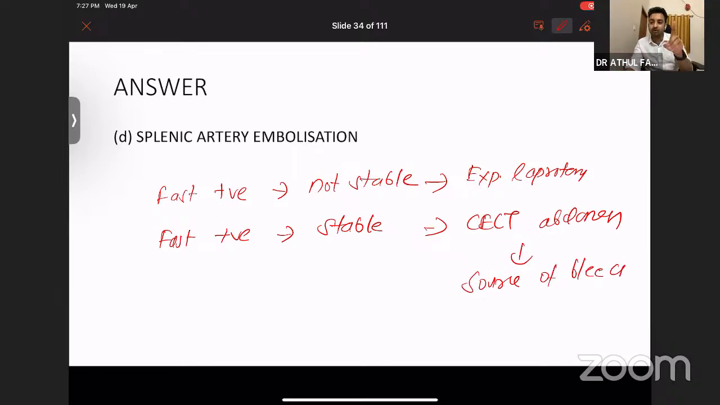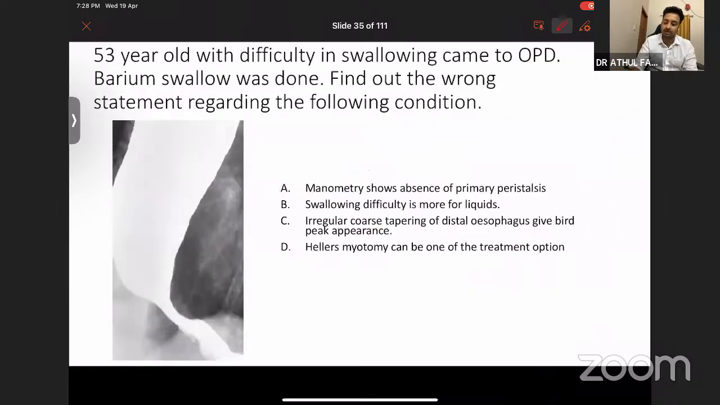Because if it is a grade 1 or grade 2 or grade 3 injury, most of the times we can manage the patient conservatively. There is no need for any surgery. So you have to find the source. That is why you have to do CECT abdomen. Okay. When the patient is stable, that is the catch point. Okay. I hope that is clear.